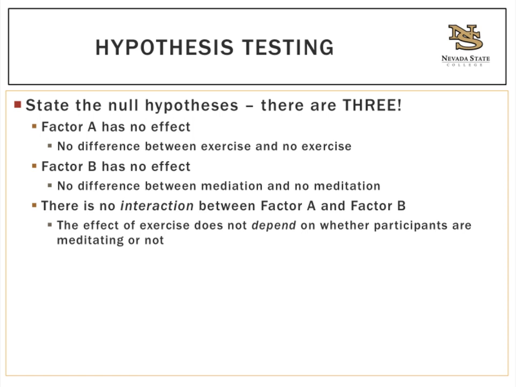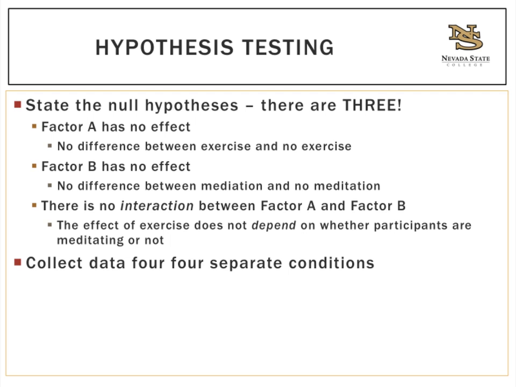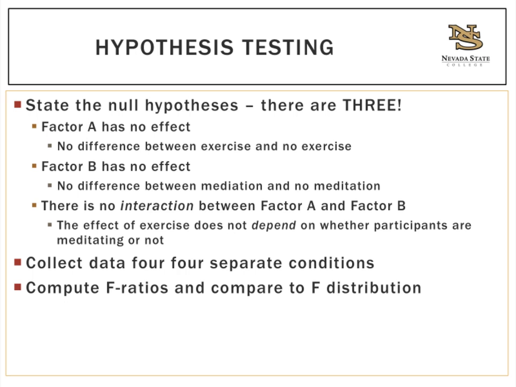Okay, so once you have set up your null hypotheses, you're going to collect data for 4 separate conditions. You as a researcher, clearly you as a student in this class will not be collecting any data. Once you do that, you compute F ratios and you compare to your F distribution, which you've done for the one-way ANOVA. Okay, so that means that each effect will have its own F ratio. So we're going to have 3 F ratios.